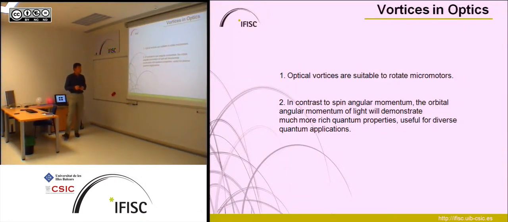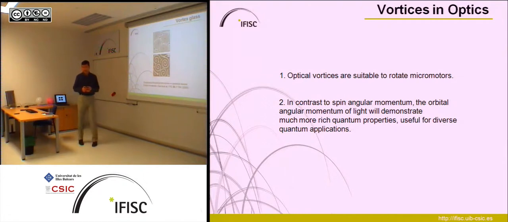Okay, why is it interesting in optics? There are 2 reasons. The first one, because optical vortices have orbital angular momentum, and they are able to rotate micro objects. That means if you have micro objects, you irradiate them with light. This micro object absorbs light and absorbs all the angular momentum and starts to rotate. This is why it's interesting in optics. The second reason why it's interesting in optics is because orbital angular momentum should have much richer quantum properties than spin momentum.